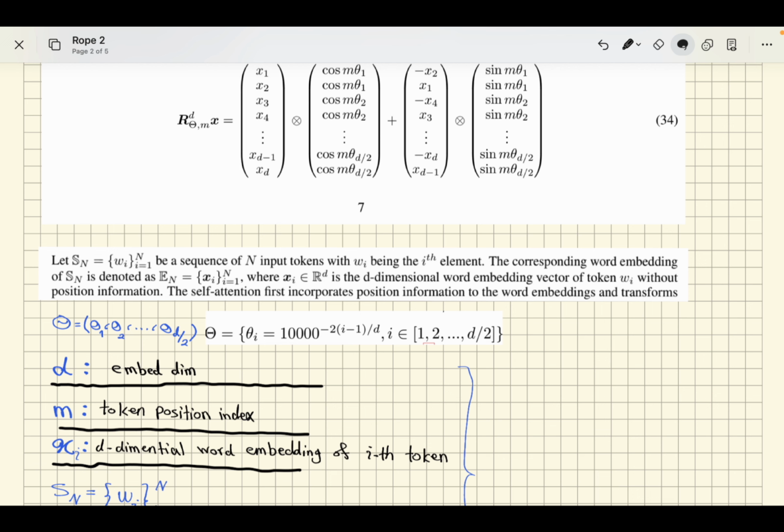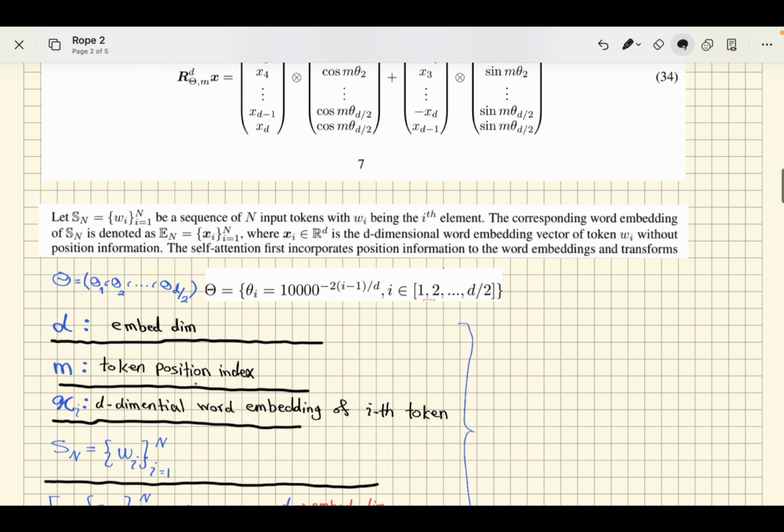It goes from theta 1 all the way up to theta d over 2, and the way that we calculate those thetas is that theta i would be 10,000 to the power of this expression, and this 10,000 is a constant. We can change it, but usually in the code it is 10,000. As I mentioned, d is the embedding dimension, m is the token position index, and each x_i is the d-dimensional word embedding of the ith token.